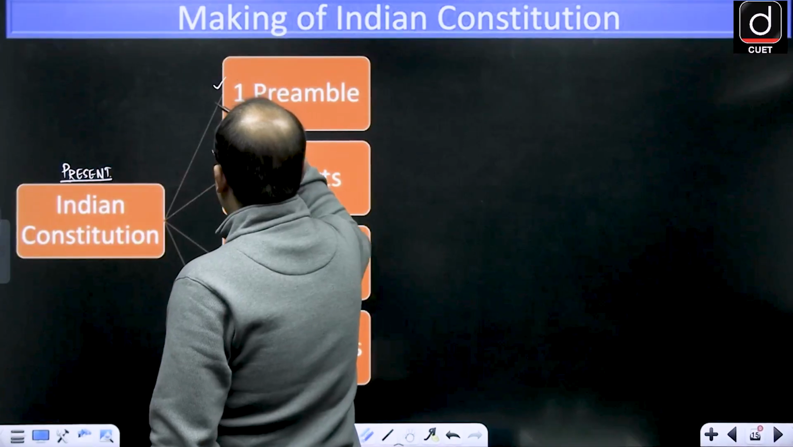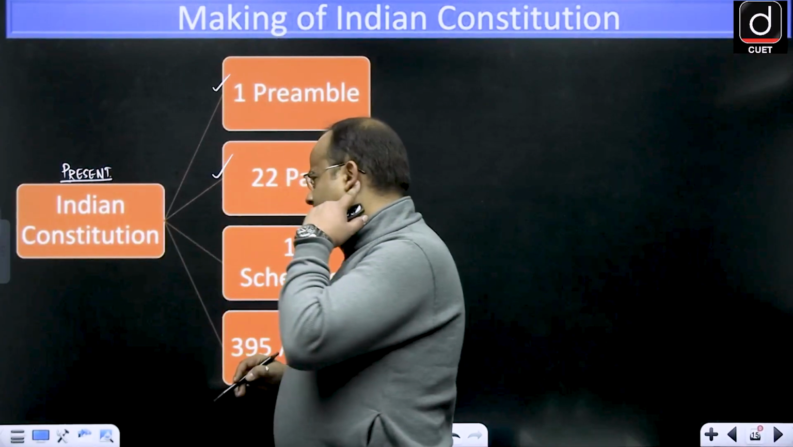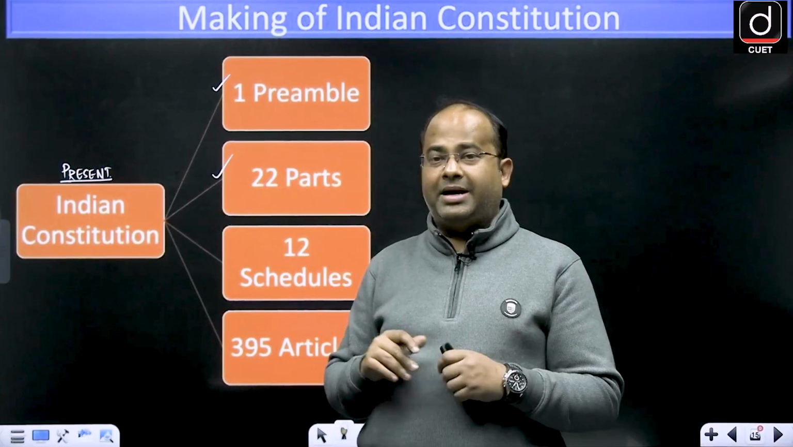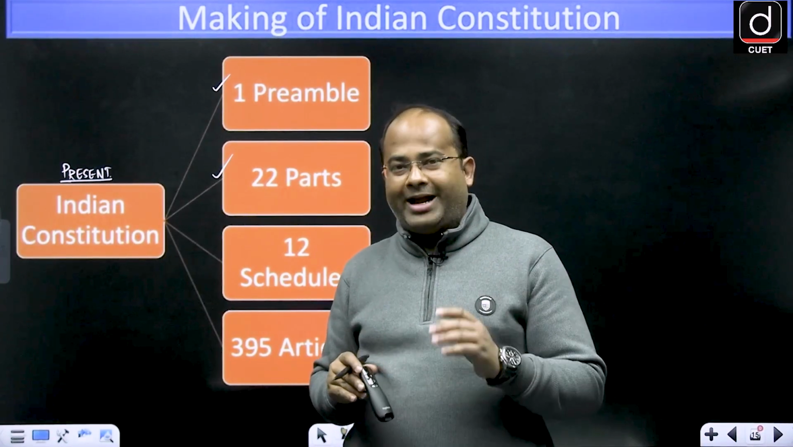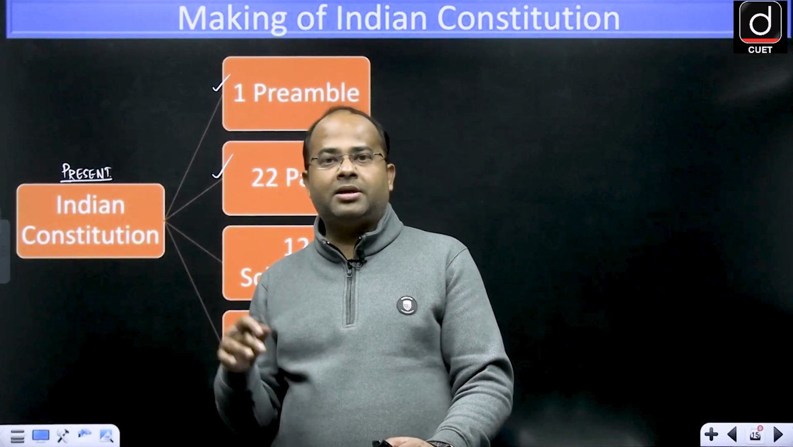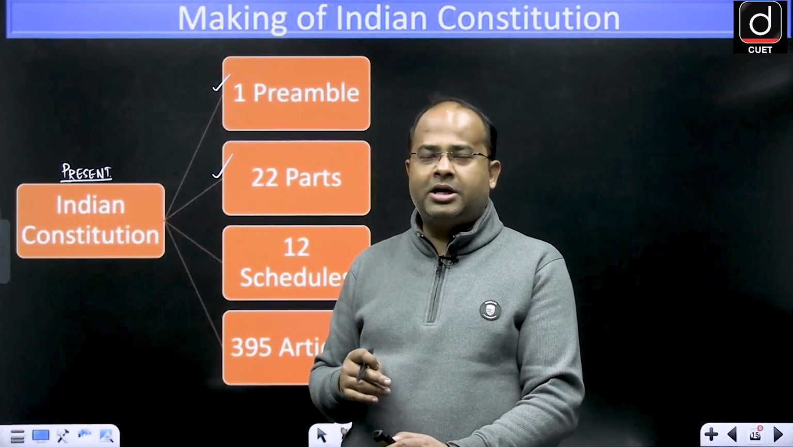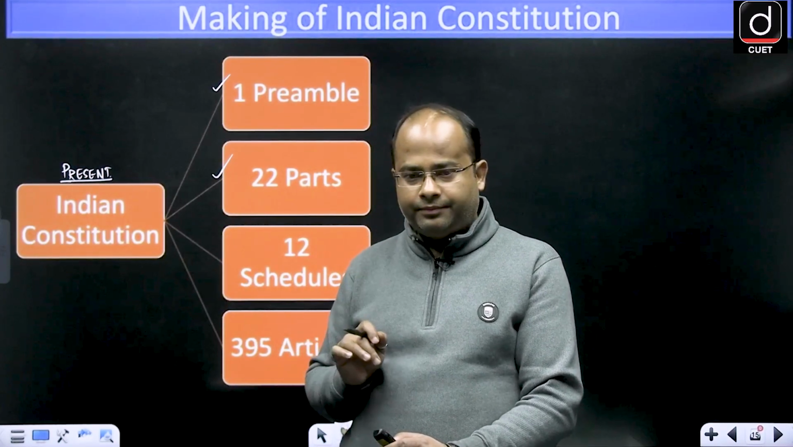It has one preamble, 22 parts as it is. Now guys, if you will find on internet, you will find 25 parts are written. What actually happens, guys, if you start counting, then you will find 26, but part 7 is repealed by the 7th Amendment Act 1956.